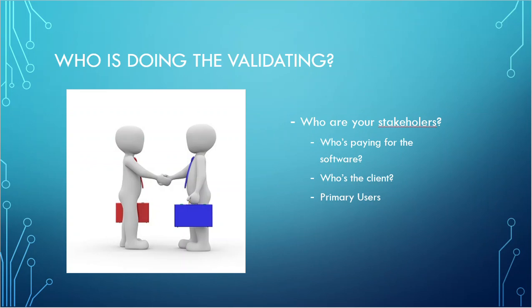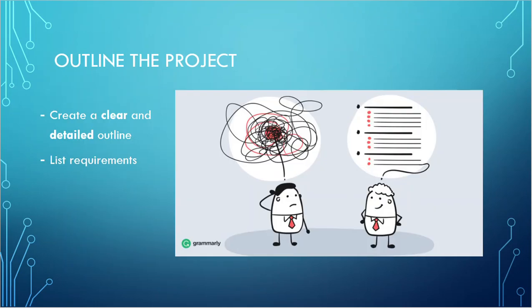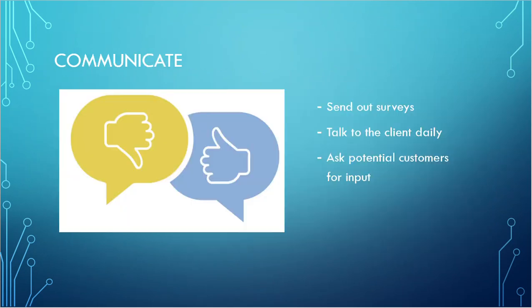As for validation, what's important here is who's doing the validating, right? Who are the stakeholders? Who are the people with a vested interest in this? Who's the client? Figure out your primary users, and who's going to be paying for this stuff. Outline the project with the client and the customers. Say, list a long list of requirements. You don't want to be the guy on the left in this image, right? You want to be the guy on the right with a plan in place to understand everything. And then you want to communicate with everyone, including the client. You want to be talking back and forth with them consistently, sending out surveys, asking potential customers for input.